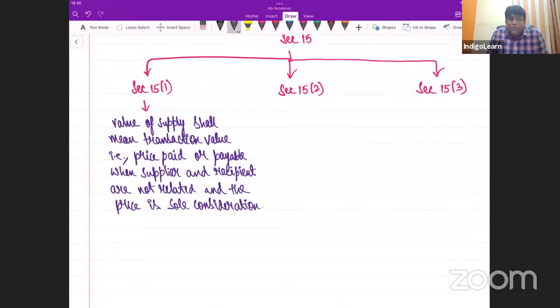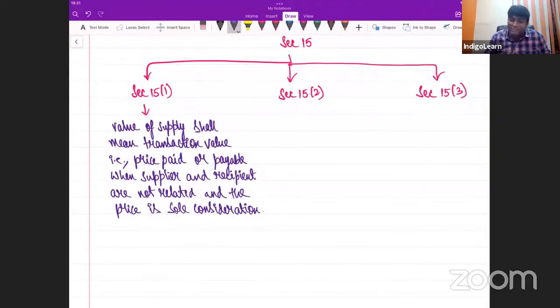Go on. What is the line here? Value of supply shall mean transaction value, which refers to price paid or payable when supplier and recipient are not related. Now you might get one doubt. Sir, what if they are related persons? If they are related persons, we have got special valuation rules, which are not there in CA inter, they are there in CA final. Value of supply shall mean transaction value, which refers to price paid or payable when supplier and recipient are not related and the price is the sole consideration. That means the price is the only consideration. There is no other consideration apart from money.